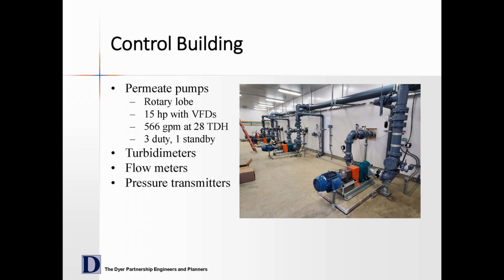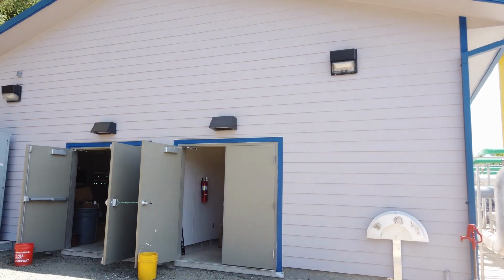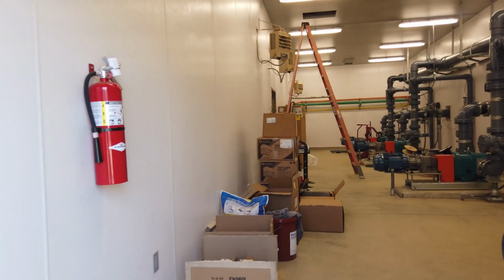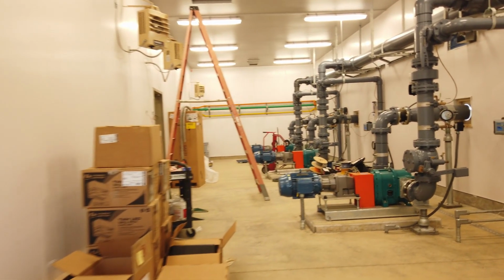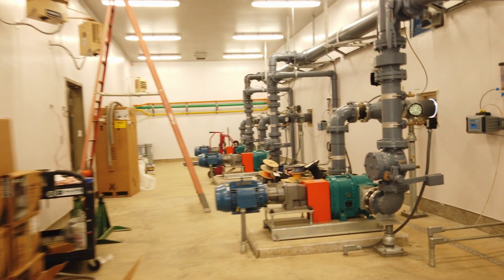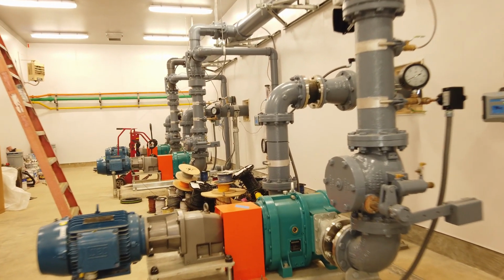From here we will go to the permeate pump room. This room houses the pumps that pull suction on the membrane units for filtration. There is 1 permeate pump per MBR tank and 1 complete standby unit. The pumps are rotary lobe with a tremendous turn-down ability.